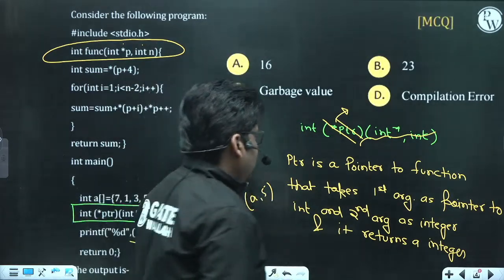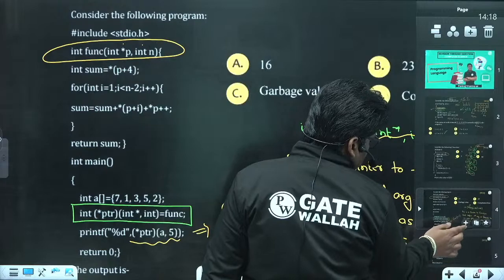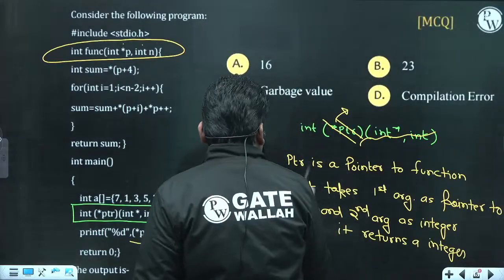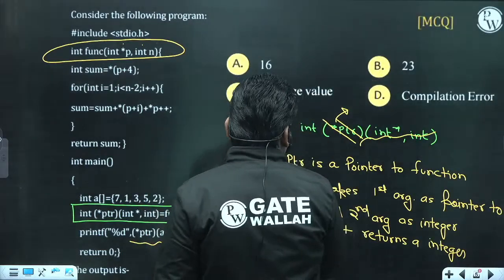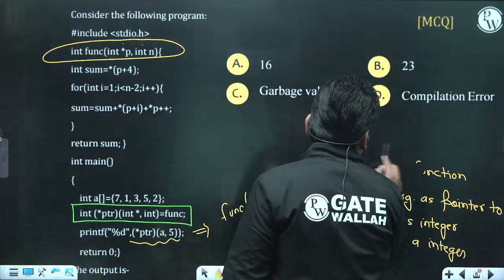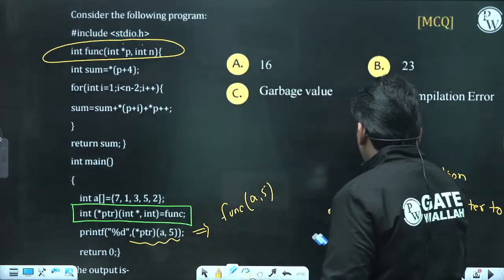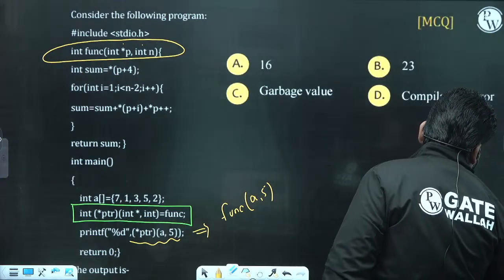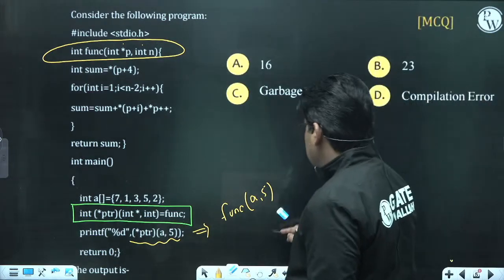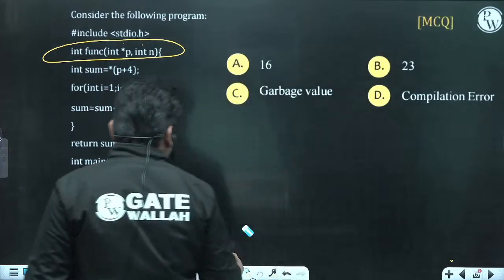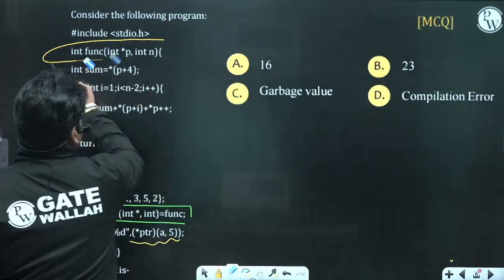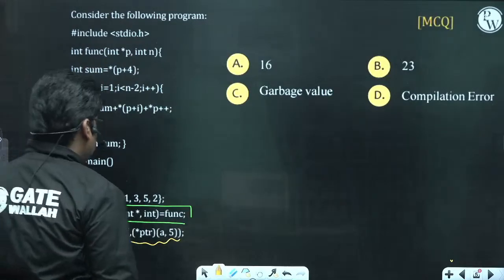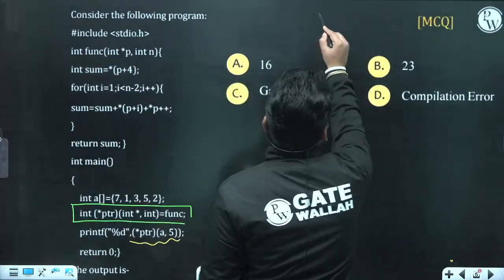Done, sir. That means we understand what we want: the output of func of a comma 5. Now tell me what is the answer. Sir, just focus over here.